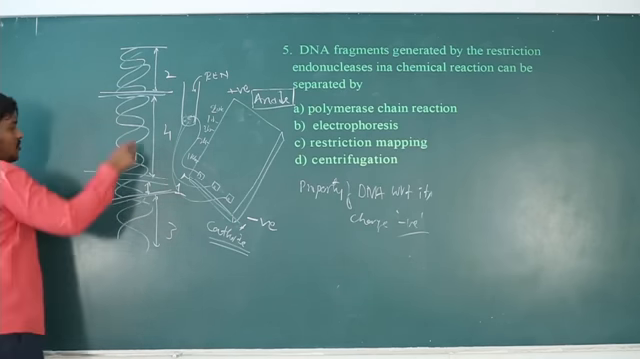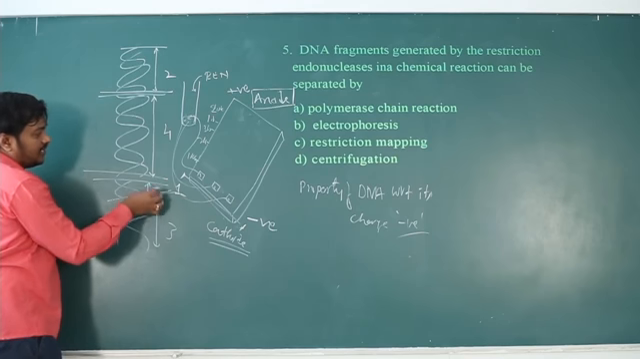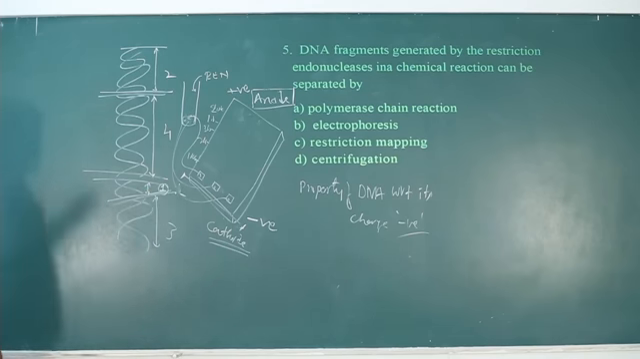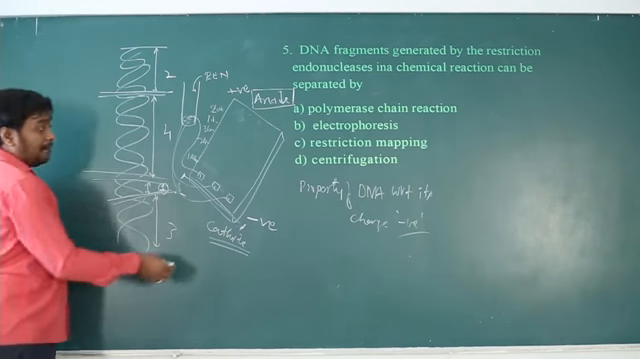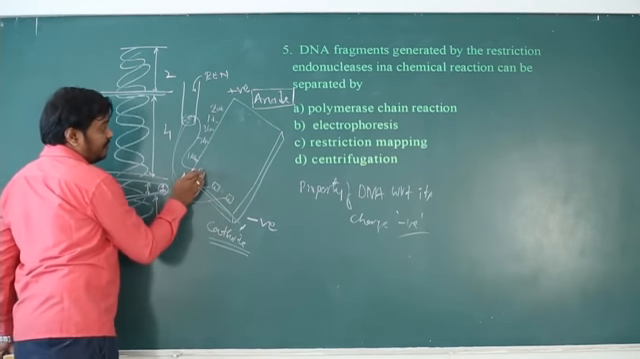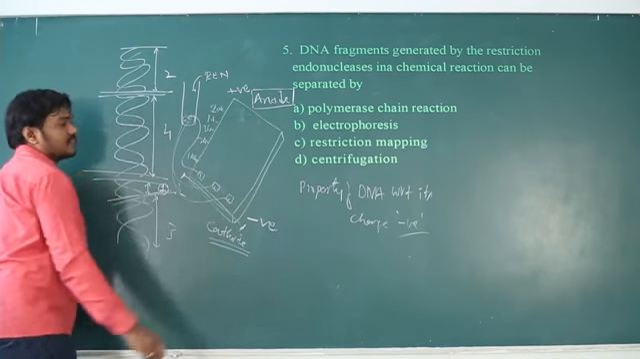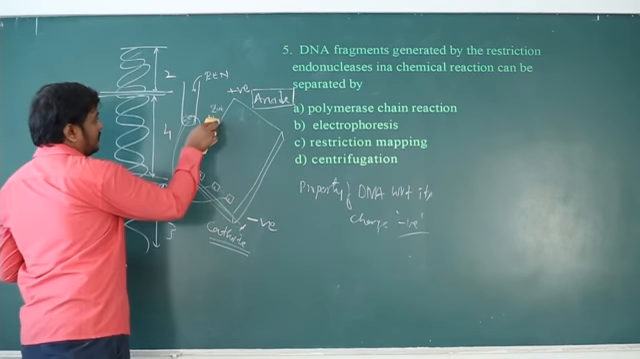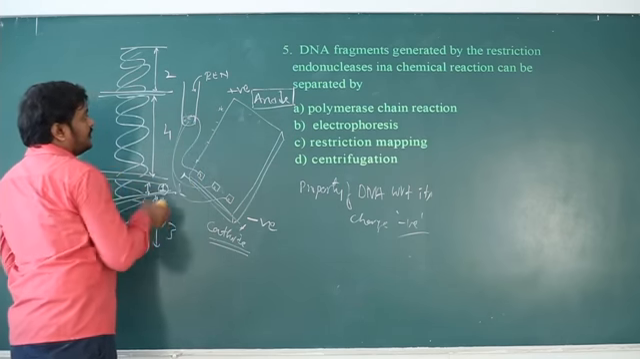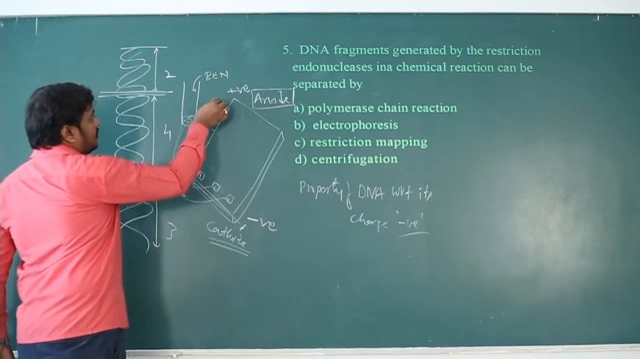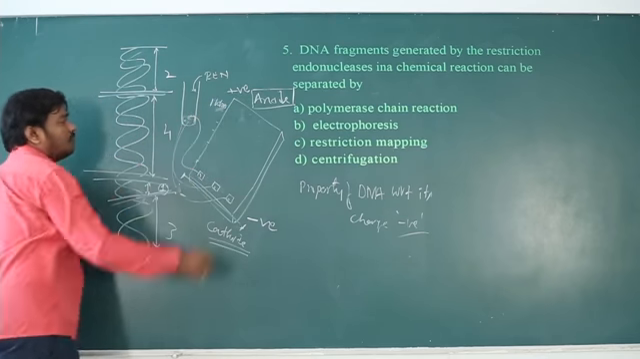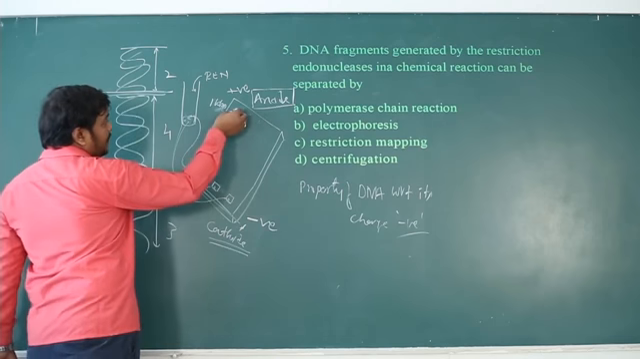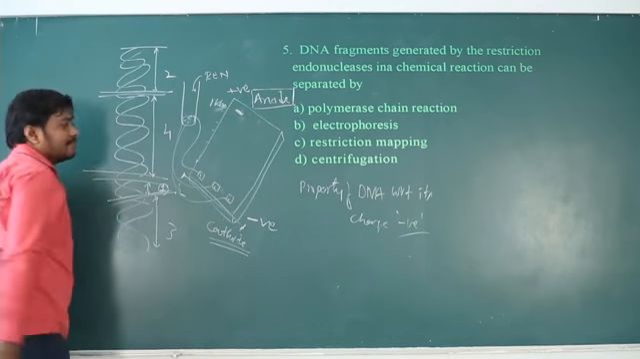Now we have taken short fragments. The smallest one is fragment number 1, which has a very short length. When you apply the current, that fragment moves very fast. Sorry, reverse, not like this. 1 kbp is very small, so it moves very fast. Very short fragments move quickly, so it forms the band there.